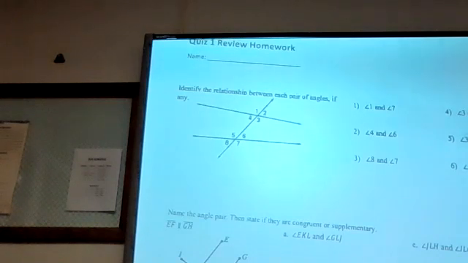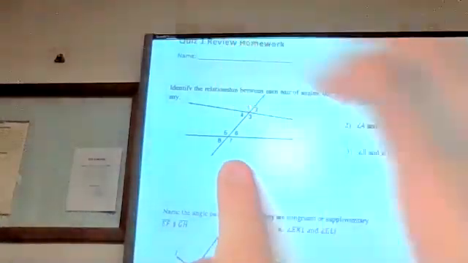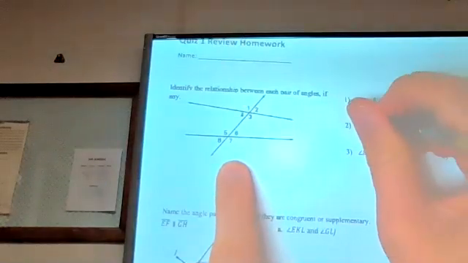Yeah, so really quickly. All right, you can yell out to me what you think the correct answer is here. So 1 and 7, what is their relationship? They are alternate exterior angles.